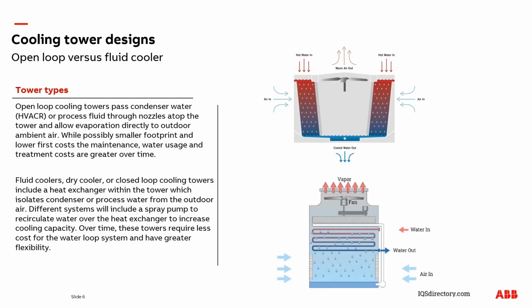In these designs, a heat exchanger is used for the condenser loop, preventing the outdoor air from being exposed to the condenser water. These types of towers include a spray pump that recirculates cold basin water to the top of the heat exchanger to spray down for evaporative cooling. These types of towers typically have a greater first cost, maybe larger footprint, but have a lower cost over time due to reduced maintenance requirements and water treatment.